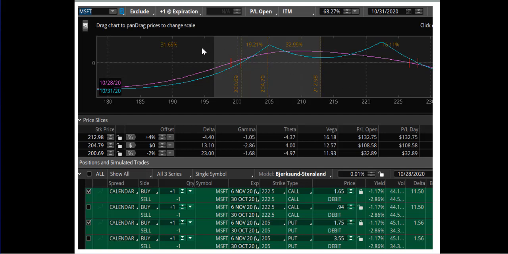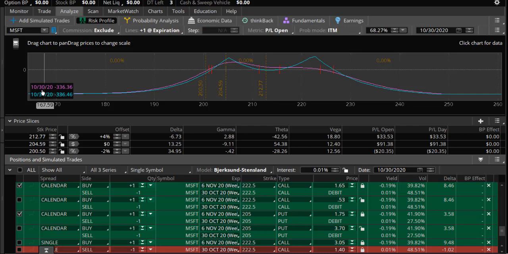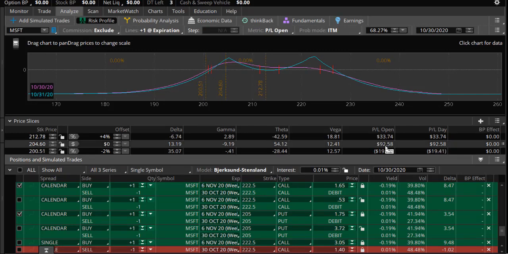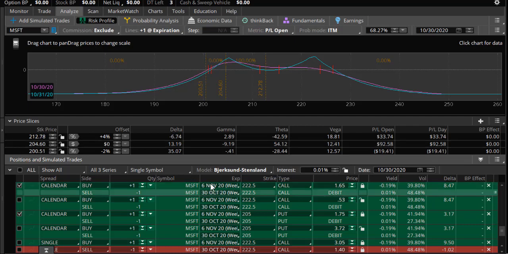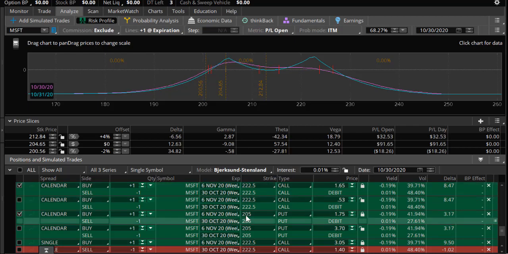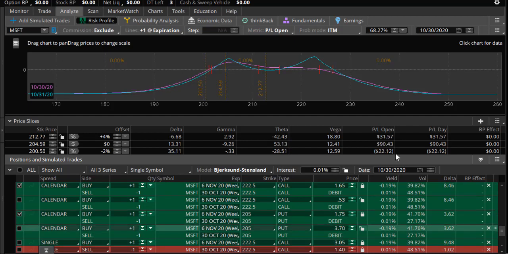Yesterday on the 28th, the market collapsed hard, and when it was trading down at $24.79, this trade was up over $100, $108, so about 31%. But let's take a look at it today. Here it is today on the 30th, Thursday, trading at 204.59. It's up about $92 per spread. The call side of the calendar dropped in value to 53, but the put calendar, the 205, is up in value from 175 to 370. So up $90 per spread.